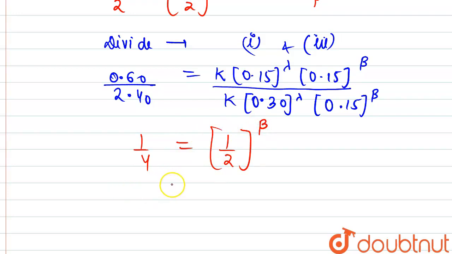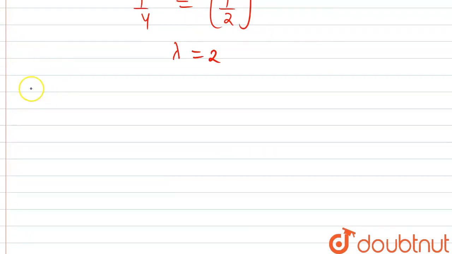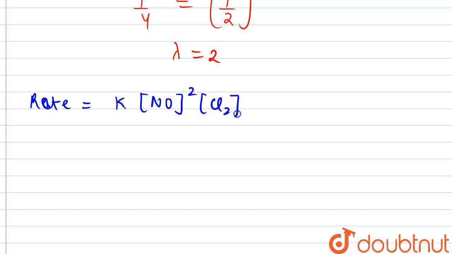Okay, so from here we can simply get the alpha. From here, the value of alpha comes out to be 2. And finally, the rate expression will be equal to K times NO raised to the power 2 and Cl2 raised to the power 1. Okay, this is the expression and the answer.